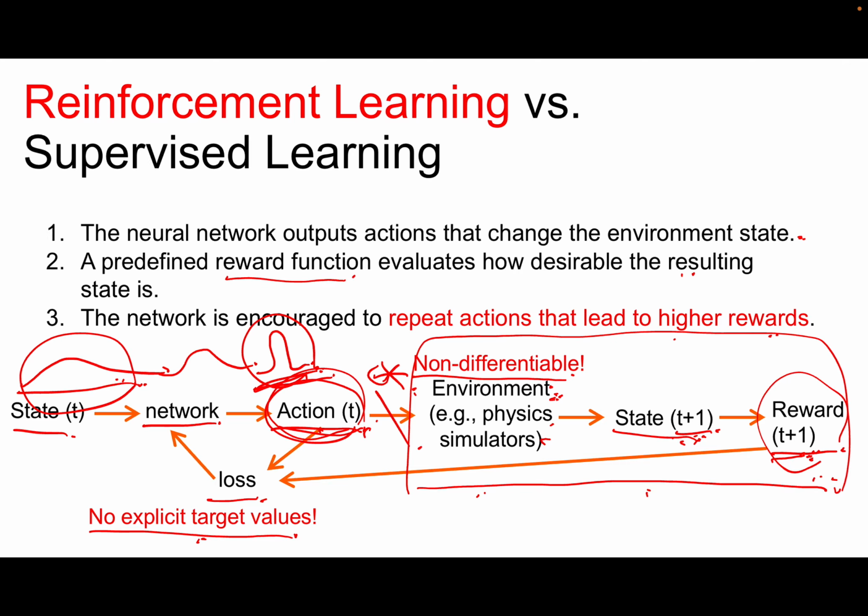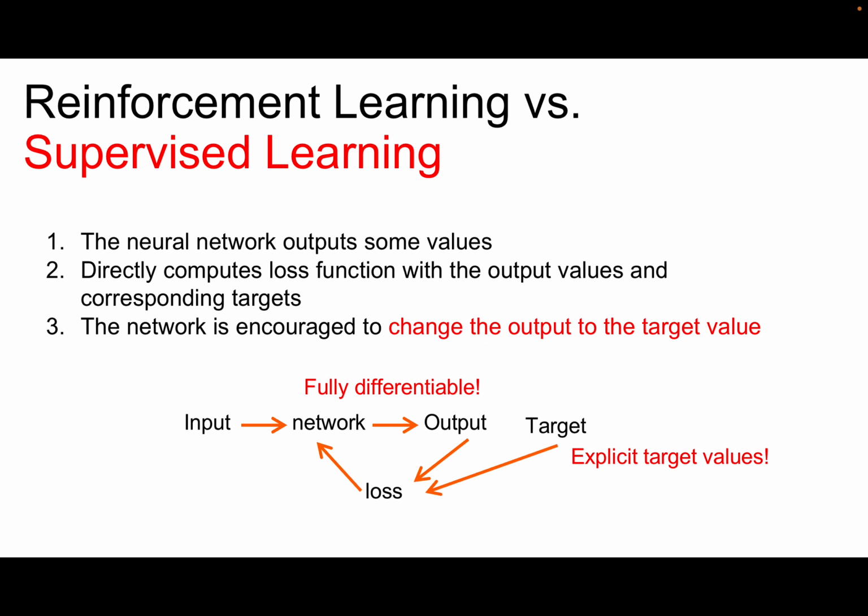But the important thing in this slide is that the computational graph of reinforcement learning looks like this. The environment, for example a physics simulator, is non-differentiable, with no explicit target value. Let's look at supervised learning, which is very different from reinforcement learning. The neural network outputs some value, and then we directly compute the loss function with the output value and the corresponding target, which is from the data set. So the network is encouraged to change its output toward the target value.